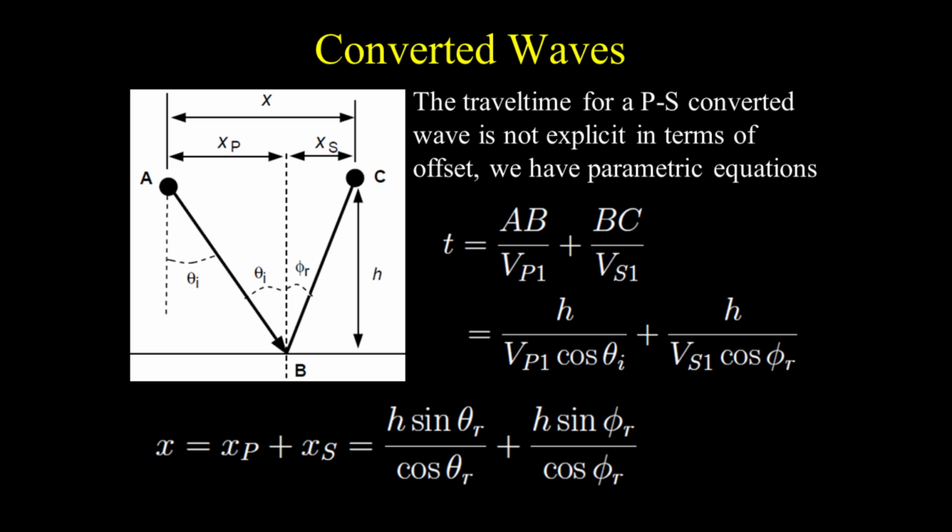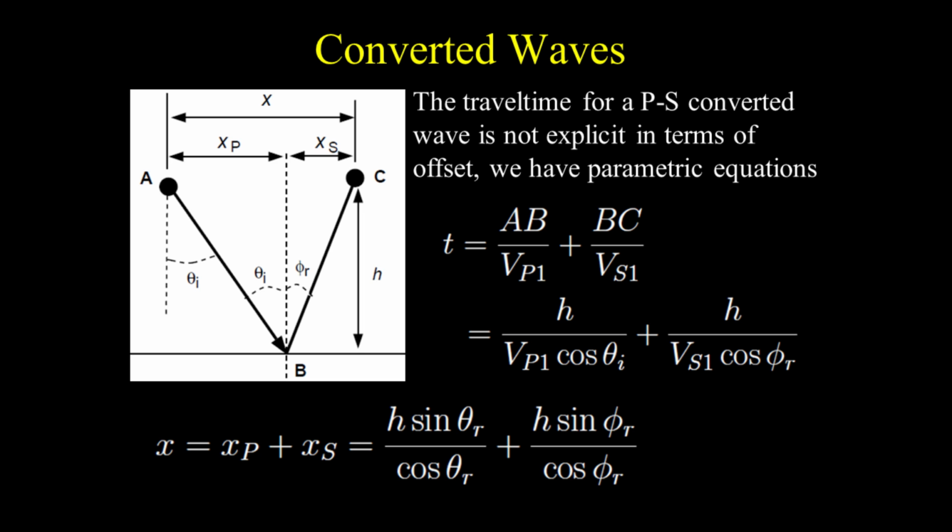Because of asymmetry of PS converted wave, the travel time in this case is not explicit in terms of offsets, as we have seen in the cases of PP and SS reflections. We are going to use parametric equations. In other words, we are going to write the travel times as a function of the ray parameter and offsets as a function of the ray parameters also. So the travel times and offsets are linked through the ray parameter. These type of implicit relationships are known as parametric equations.